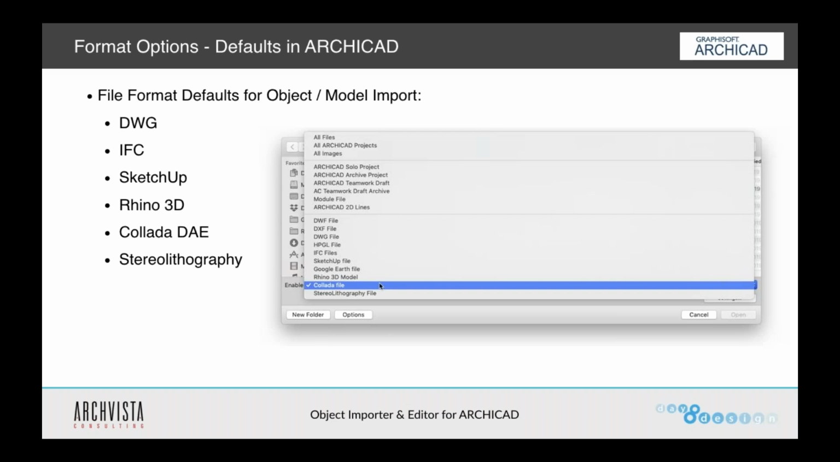So if we're using the built-in defaults in ARCHICAD, then we have the options to bring in DWG, IFC, SketchUp, Rhino 3D, Collada DAE, stereolithography. These are the built-in formats. Now I can also add in Revit RFA, which I don't have on here, but that is an add-on. It's a free add-on from bimsxx.com, and you can download that and install that, and that will be another one of these options that allows you to bring in that RFA object.